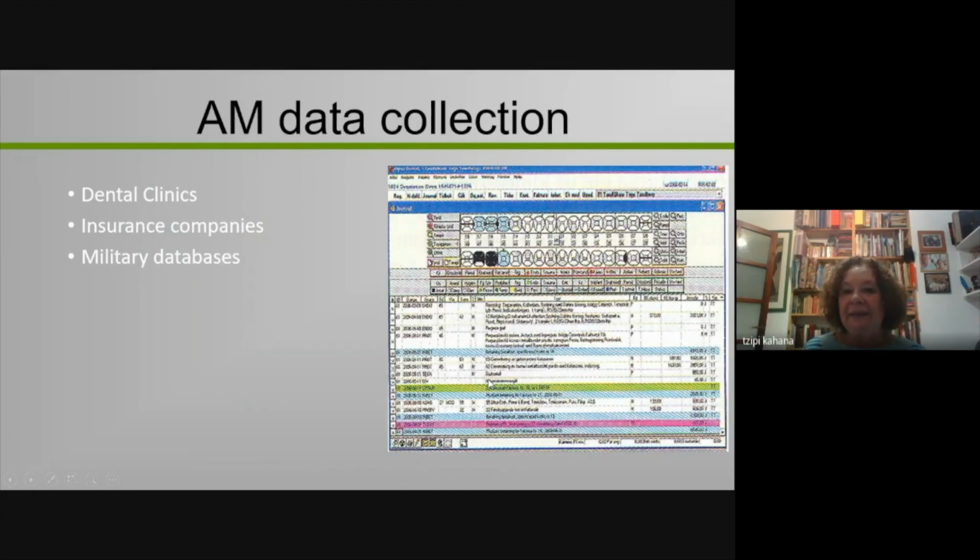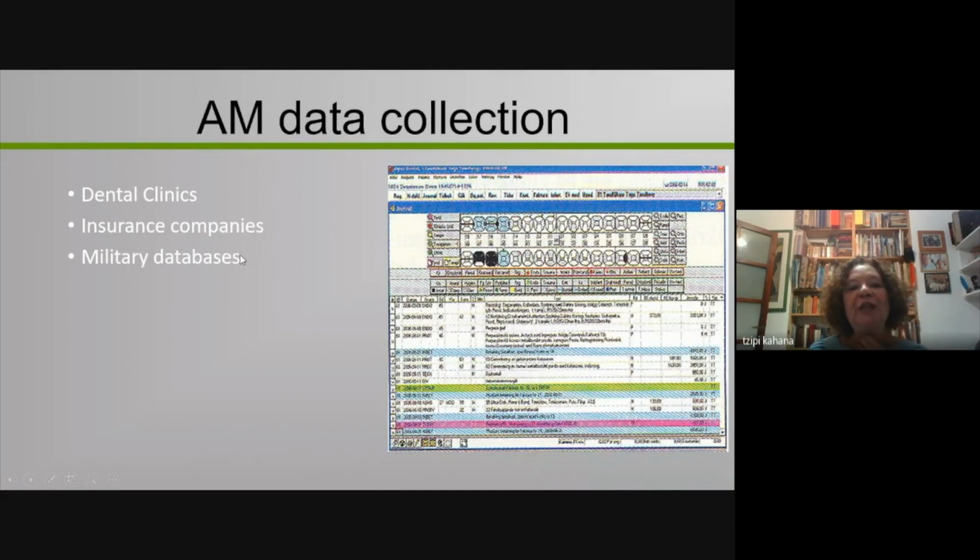Where do we get this data? We can ask the family members to tell us in which dental clinic the missing individual was having his teeth treated, and we will talk with the dentists and get all the information from them.